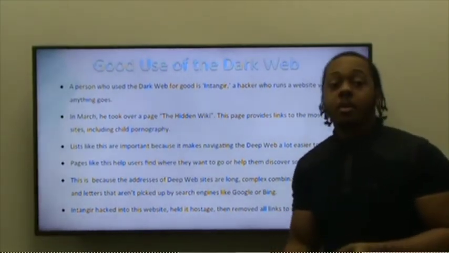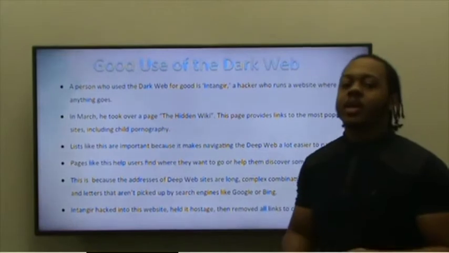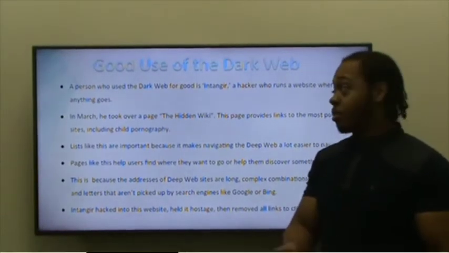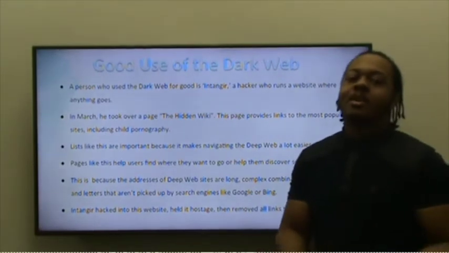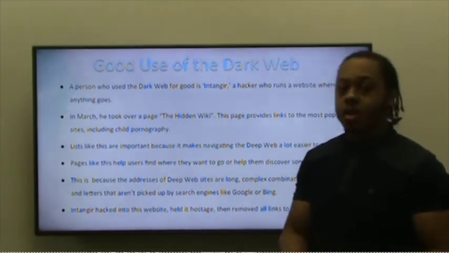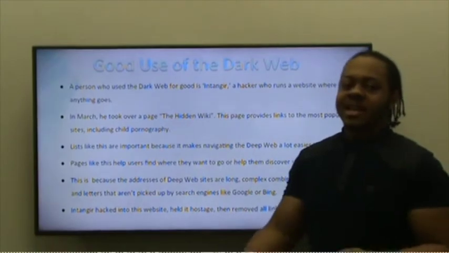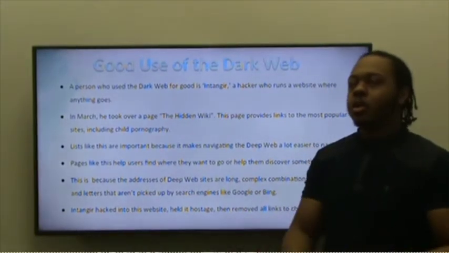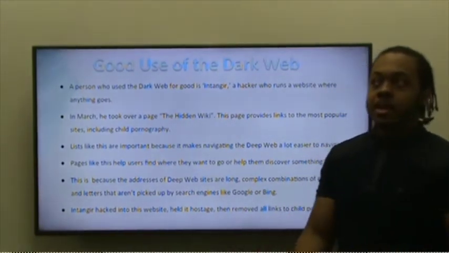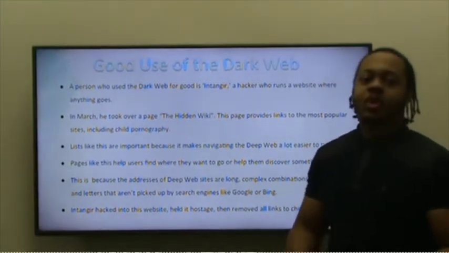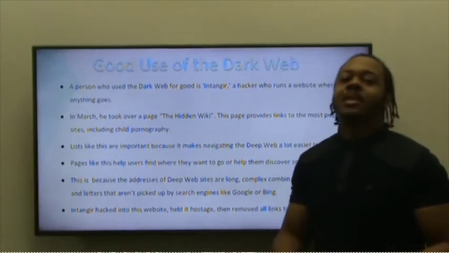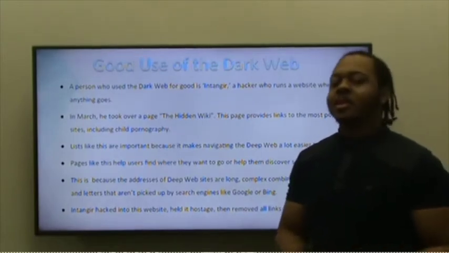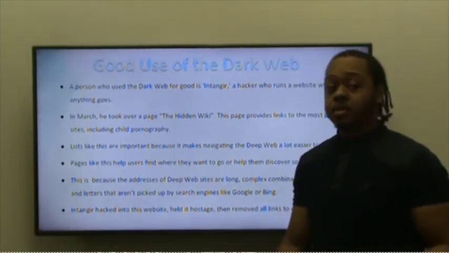This hacker, in March, took over a page called the Hidden Wiki. This page provides links to the most popular sites, including child pornography. Lists like these are important because it makes navigating the dark web a lot easier. Pages like this help users find where they want to go and discover something new. This is because in the deep web sites are long, complex combinations of numbers and letters that aren't picked up by search engines like Google or Bing.